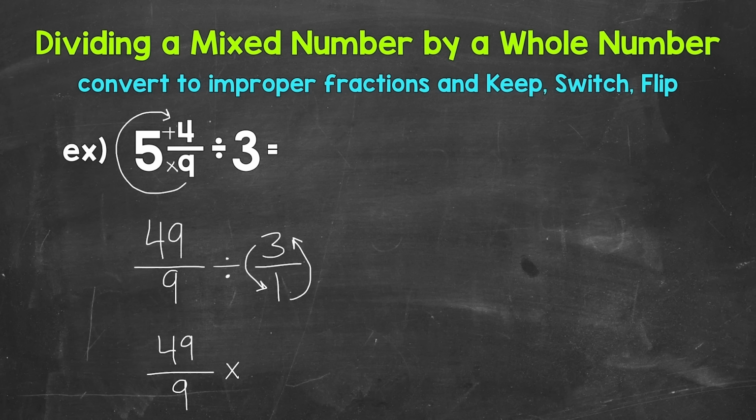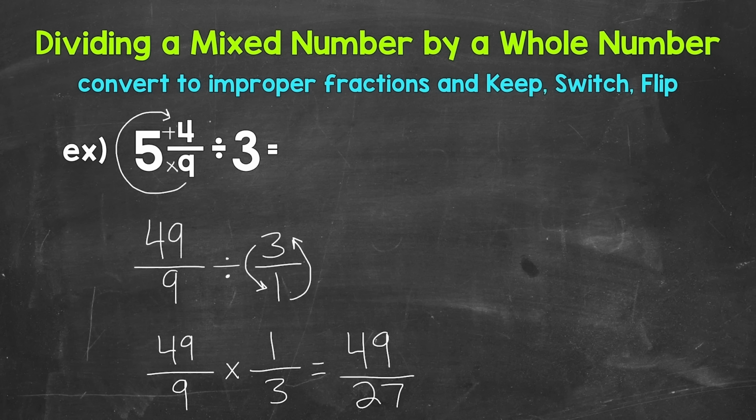So 1 is now the numerator, and 3 is now the denominator. So 49 ninths times 1/3. Let's multiply straight across, starting with the numerators. So 49 times 1 gives us 49. Now for the denominators, 9 times 3 gives us 27.